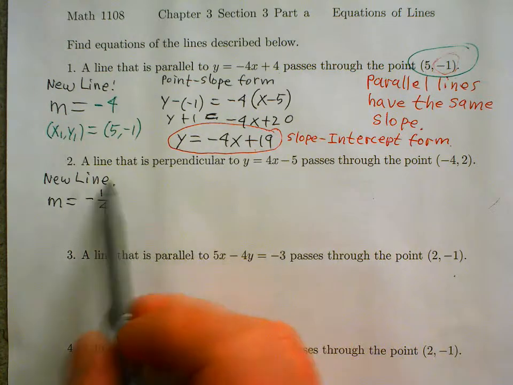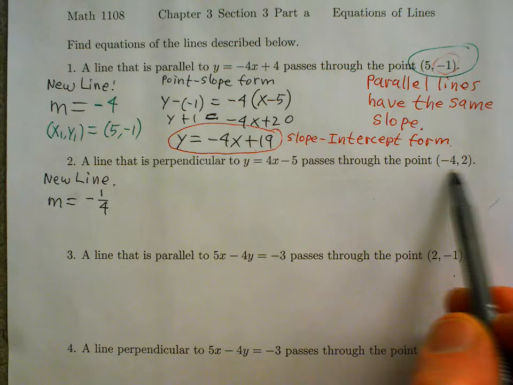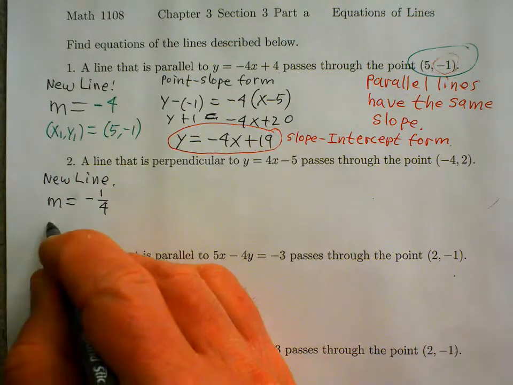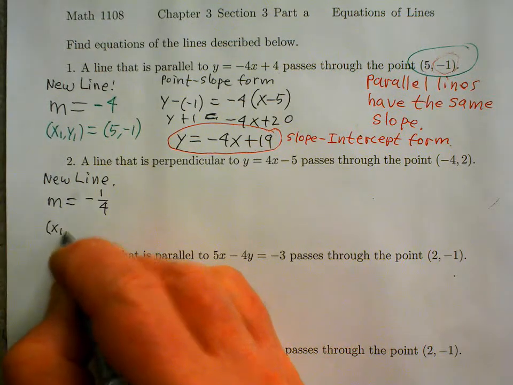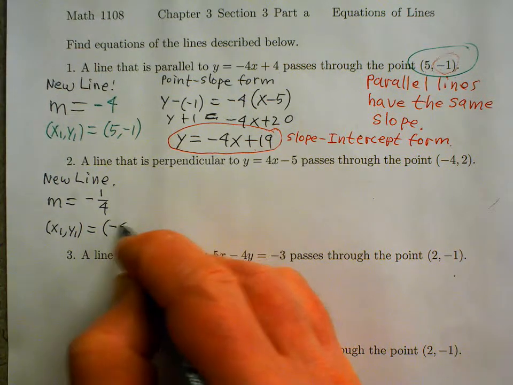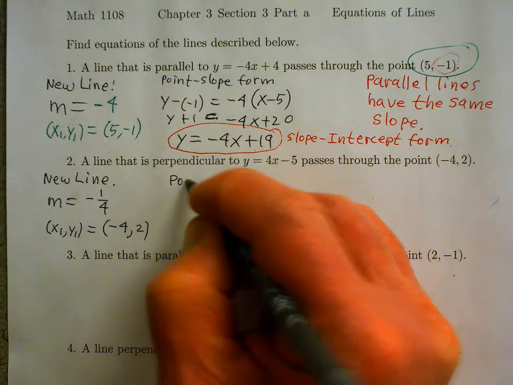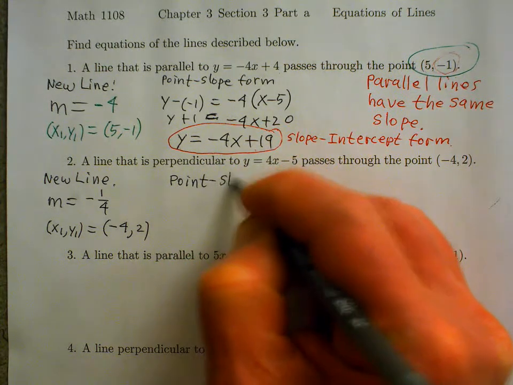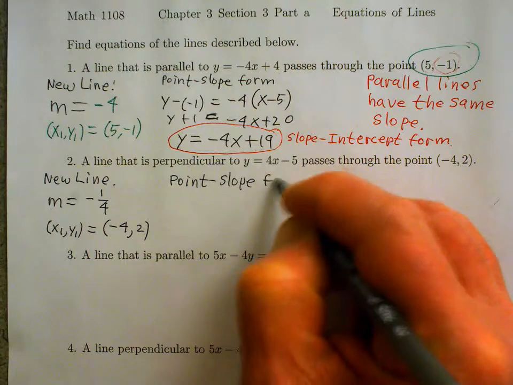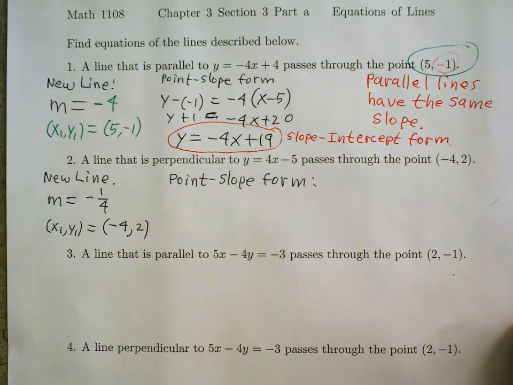And this new line that's perpendicular to the given line passes through the point -4, 2. So our x1, y1 is the ordered pair -4, 2. So we can write down the point slope form. Okay, so go ahead and do that. Take a few seconds to write down the point slope form, and then you can type the answer in.